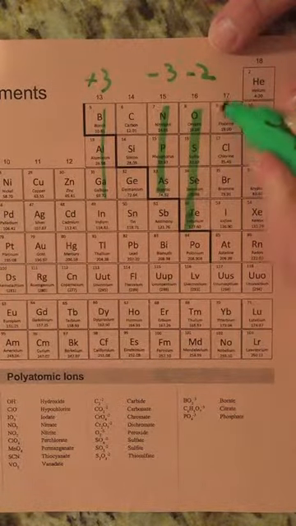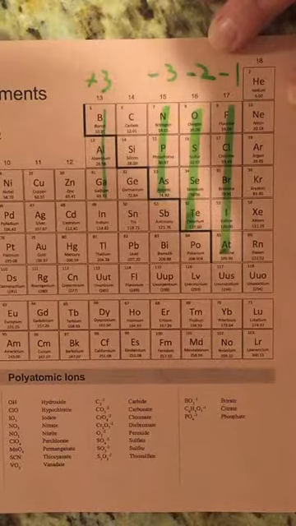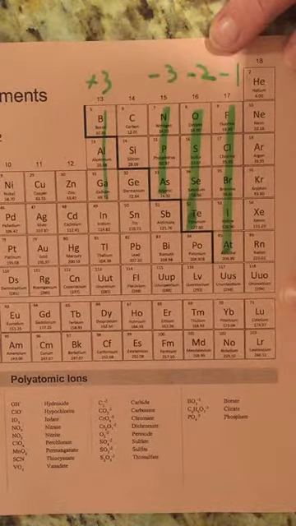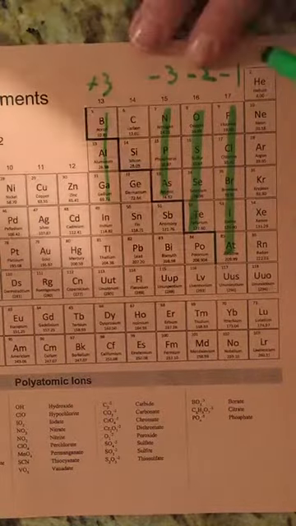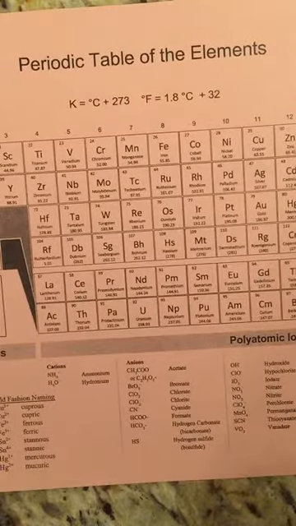Moving over to the halogens, fluorine, chlorine, bromine, iodine, and astatine, and a -1. And the noble gases, they are all set with all of their valence electrons. They don't need anything, and so they form nothing. Nice big 0. All right, let's head back here to the transition metals.